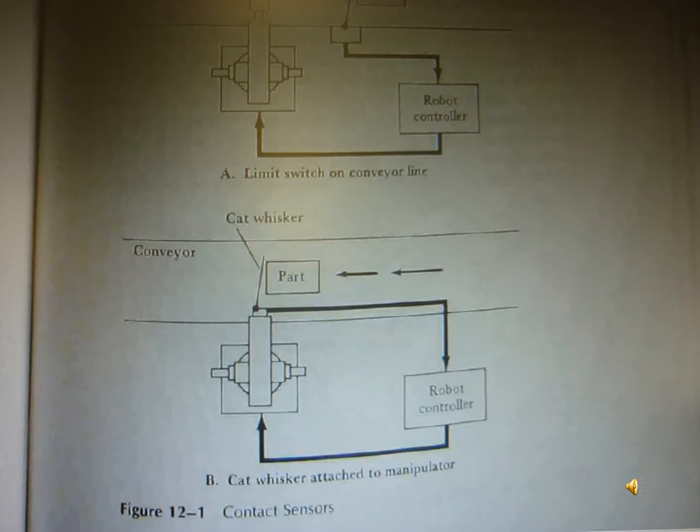Those are the diagram of the contact sensor. The contact sensor, you see the limit switch on the conveyor line, and you see the robotic controller and the part, and you see the conveyor and robotic controller. So with this robotic controller, we can sense any object on the conveyor belt.